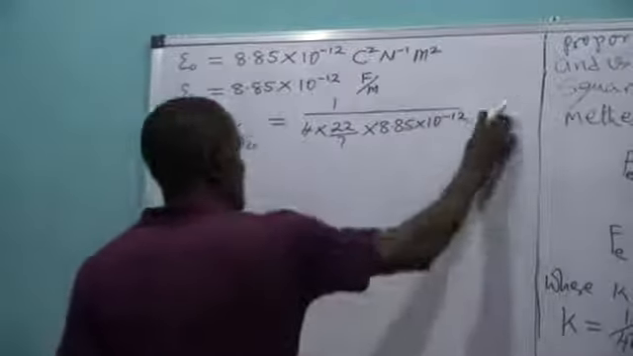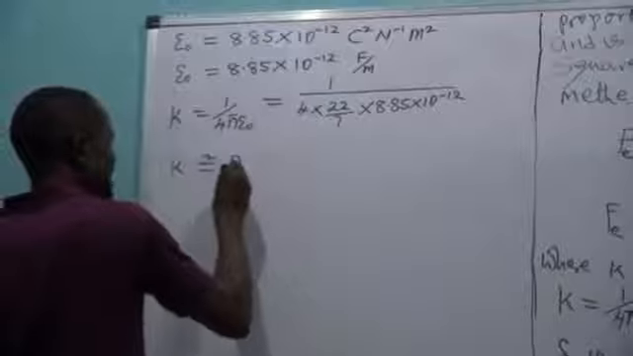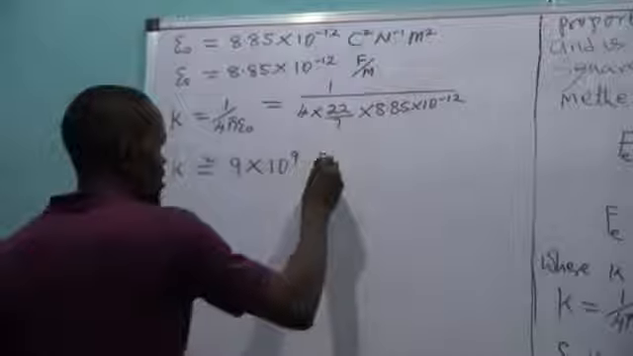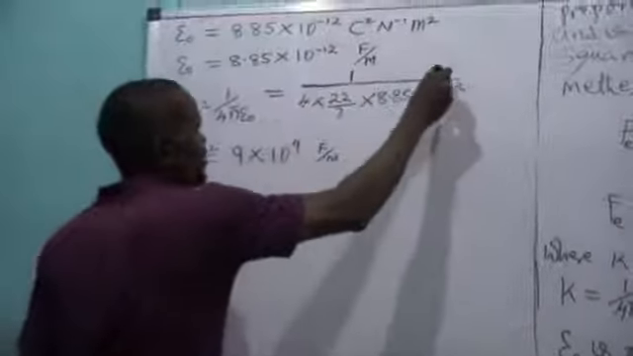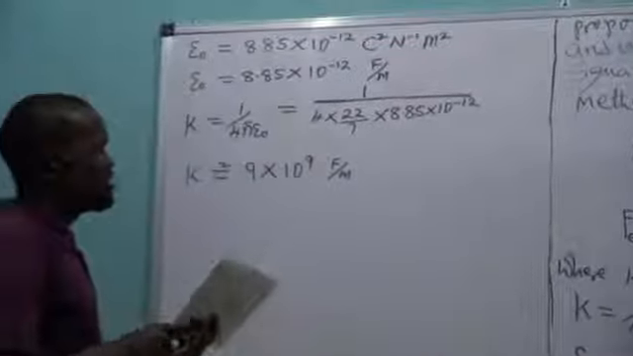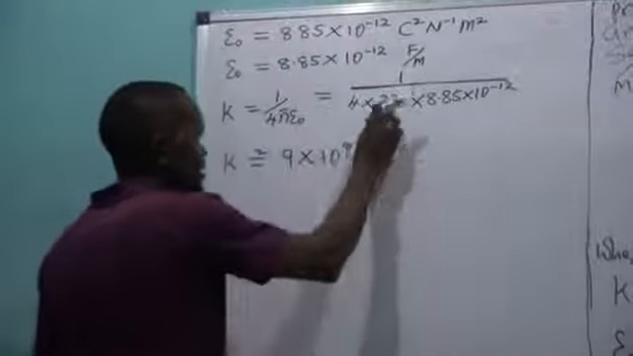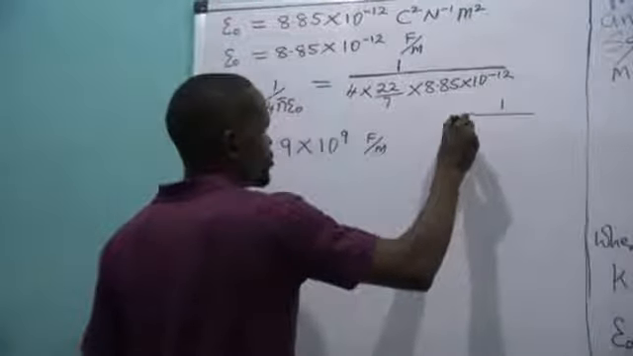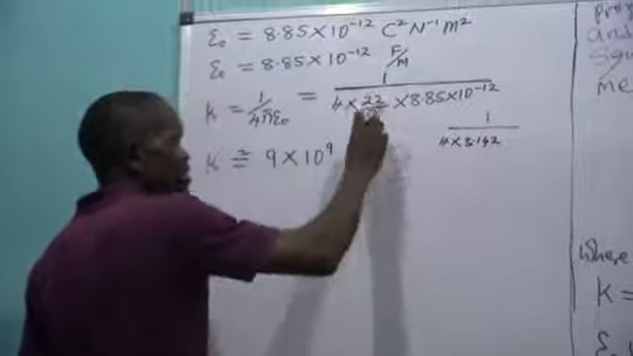And when I do that, I will have that K is approximately 9 times 10 raised to the power 9 force per meter. So when you do this, 1 divided by 4 times 6, how do you use your calculator? You can simplify it by saying, if this will be difficult for you, you can do 1 all over 4 times 3.142. That's the approximate of pi.